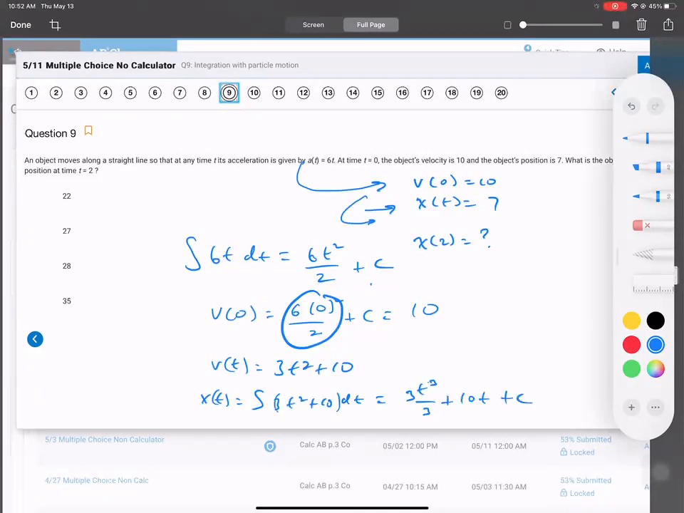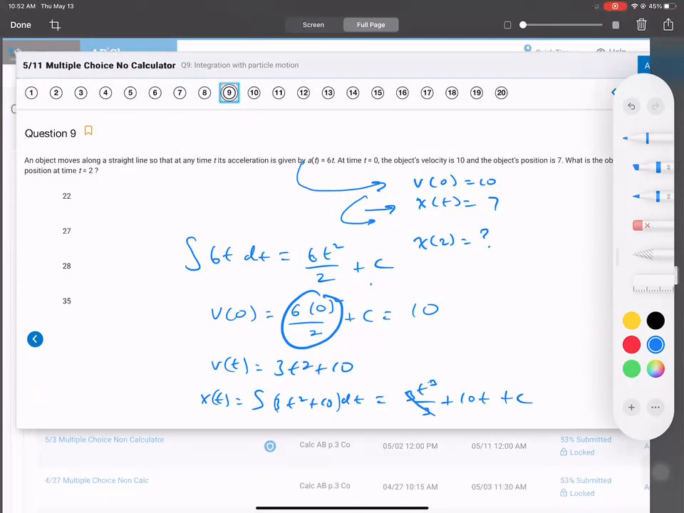Are you guys okay with it? It's just really working those integrals really fast, just the power rules. And then we go ahead and say this is okay. We're going to go ahead and plug in our 7 now.